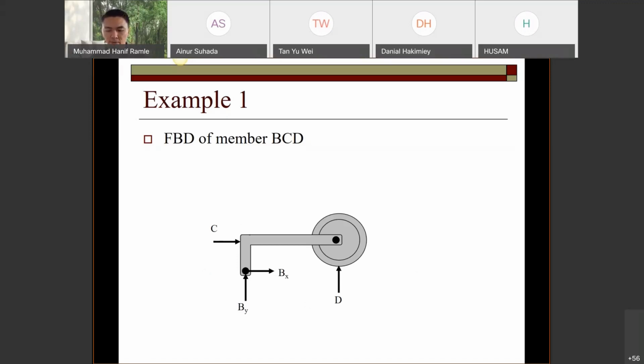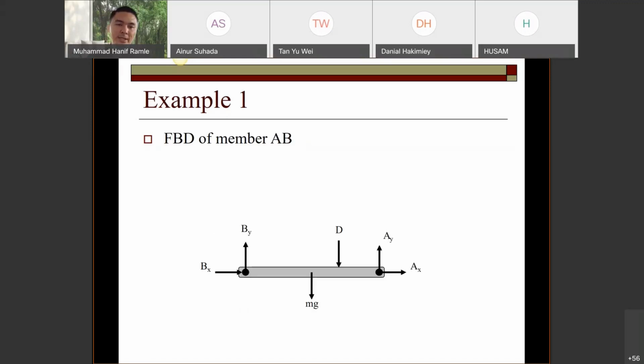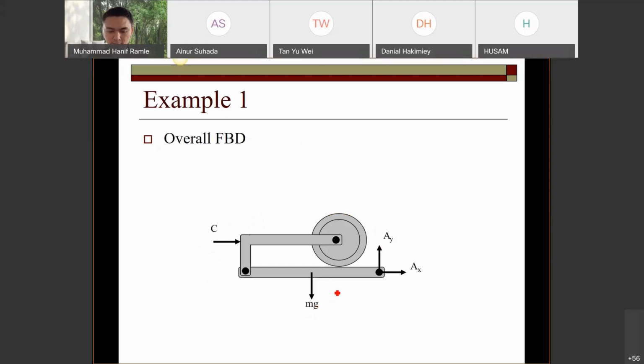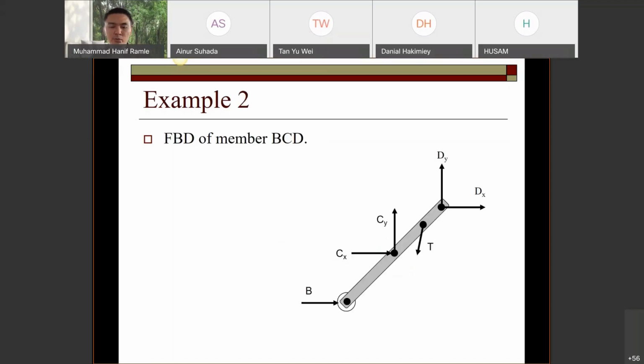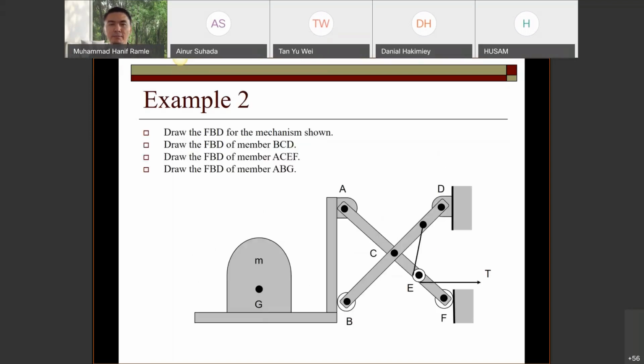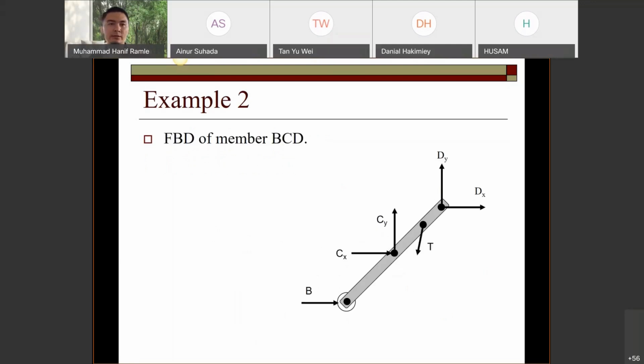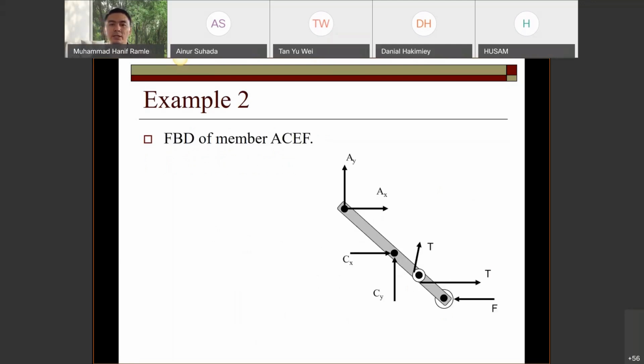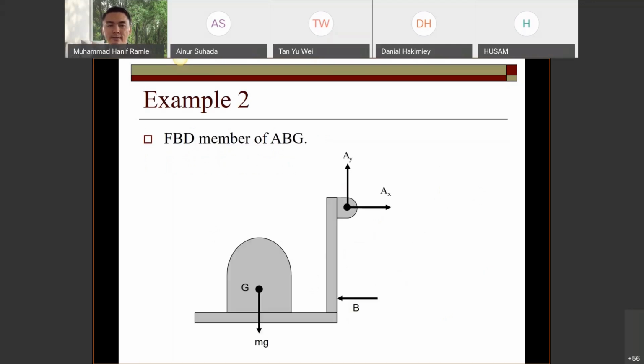And of course, the more complex one is this second FBD, where there are many unknown values: BX, BY, D, E, EX. So maybe this one is given, and in this case, maybe this one is the easiest way. The same goes for this FBD example too. There are many possibilities of FBD. You can draw the overall, like this. You can select the specific member like this, and like this, to solve the problem.